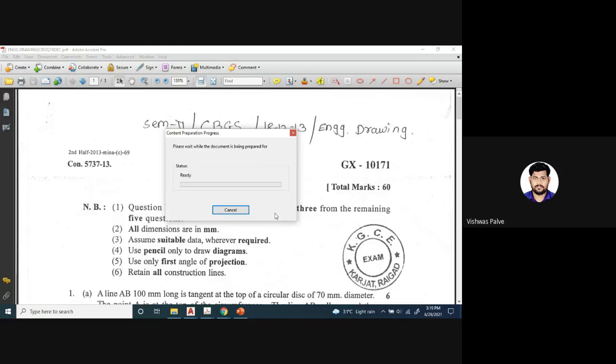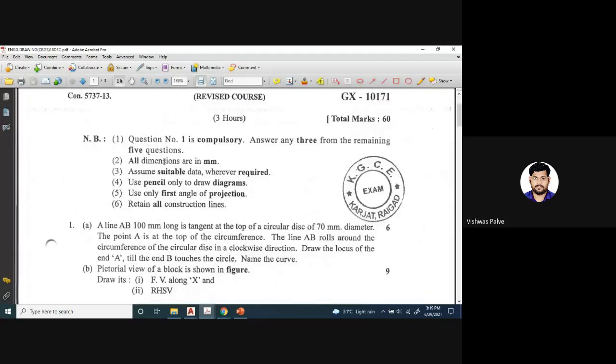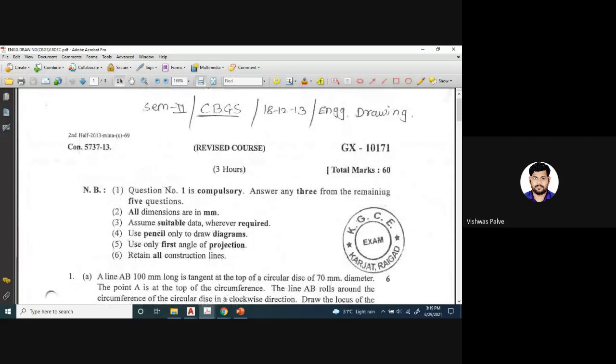This is how your paper looks. So see, the question paper will be somewhat like this. It will be a 60 marks question paper. Question number 1 is compulsory and answer any. The pattern will be slightly different due to online exam. This is for offline exam.